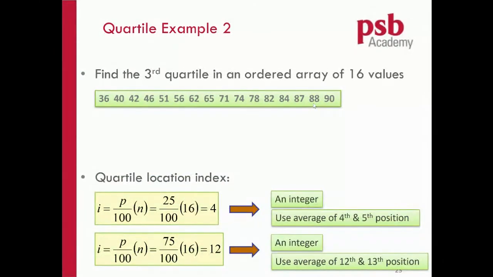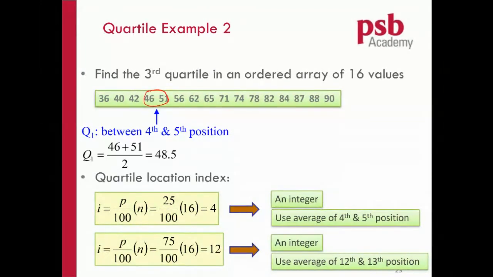Let's look at another example where you end up with a round number. So first quartile is 25th, third quartile is 75th. So both will be for 16 numbers. So the first one, you got a 4. So according to the rule, if you get a round number, then you take another round number, which is the next position. So you get 4th and you get 5th. Okay, and you find the average.